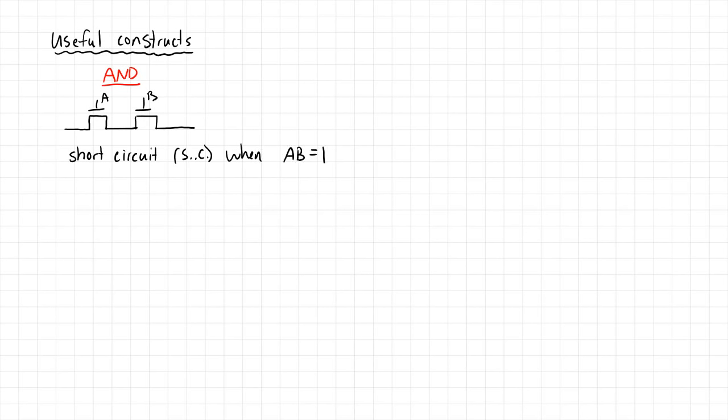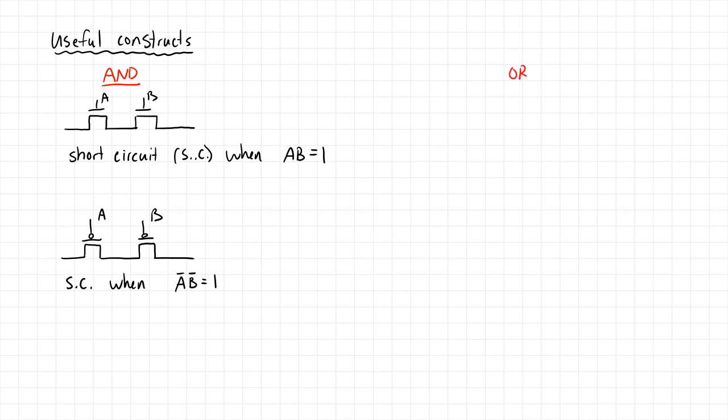Now we have a similar construct out of PMOS devices, with A and B at the gate here. Again, this is a short circuit when, in this case, A bar and B bar are both equal to 1. Okay, so that is our AND construct.